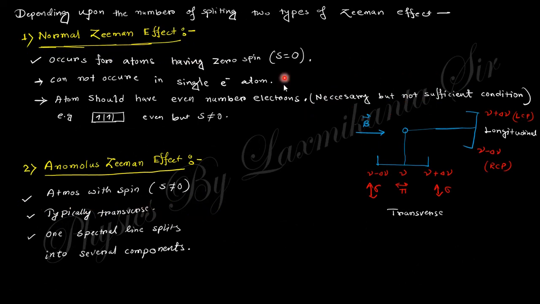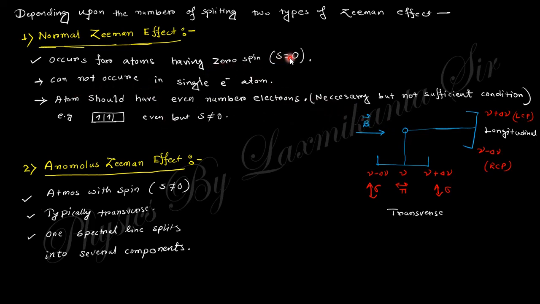What do you mean by normal Zeeman effect? When the material used as the light source has a spin quantum number, that is the total spin of this material, equal to 0, then you get the normal Zeeman effect, and if the spin is not 0, then you get the anomalous Zeeman effect. In the normal Zeeman effect, what happens? You can say that the total spin is 0.